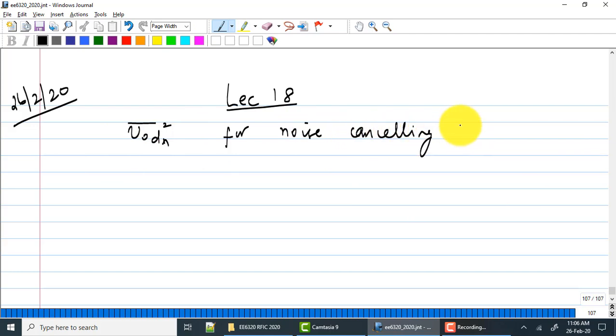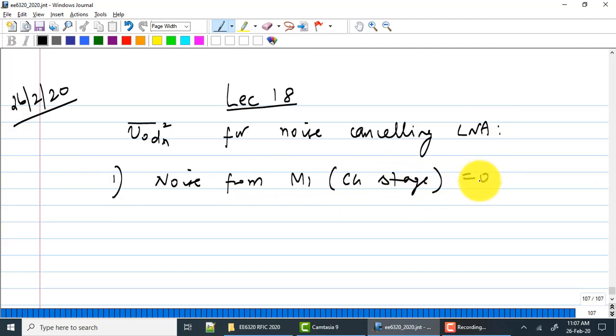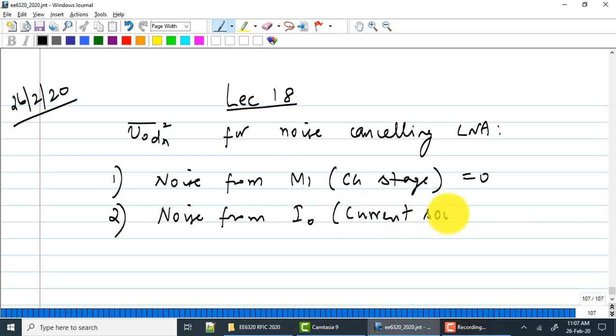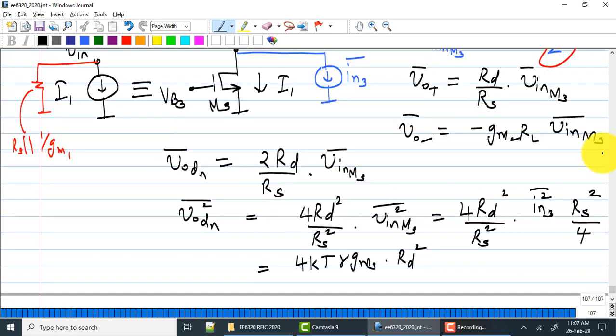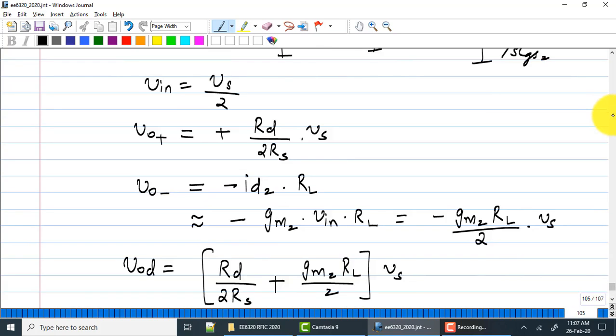Noise from common gate gets cancelled. This is 0. Okay, no problem. Noise from, did we call it I0, current source? Or did we call it I1, is it? Let me just copy this figure so that we have it for reference.